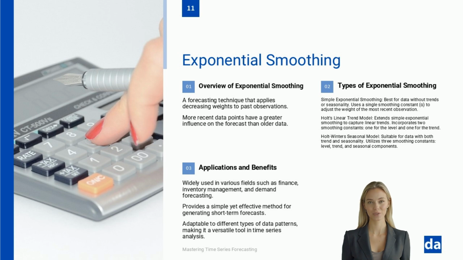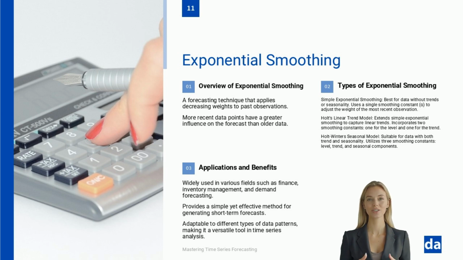Starting with simple exponential smoothing, this method is ideal for data that does not exhibit trends or seasonality. It uses a single smoothing constant, denoted as alpha, to adjust the weight of the most recent observation, allowing for a straightforward approach to forecasting. Moving on to Holt's linear trend model, this technique builds on simple exponential smoothing by incorporating linear trends. It utilizes two smoothing constants, one for the level of the data and another for the trend, making it suitable for data sets that show a consistent upward or downward movement.